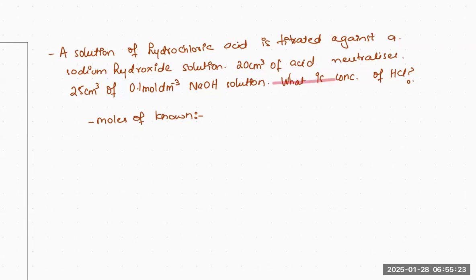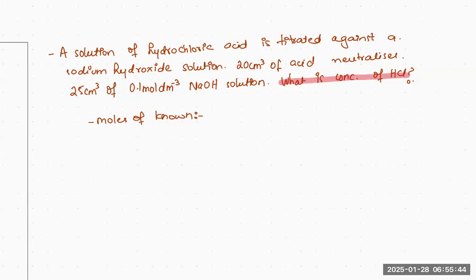the alkali, right? Known is the alkali. The HCl is unknown because the question is about the HCl. They're saying what is the concentration of HCl. So we have to find HCl. So moles of known. Over here we have to deal with sodium hydroxide. So we have to find the moles of sodium hydroxide.